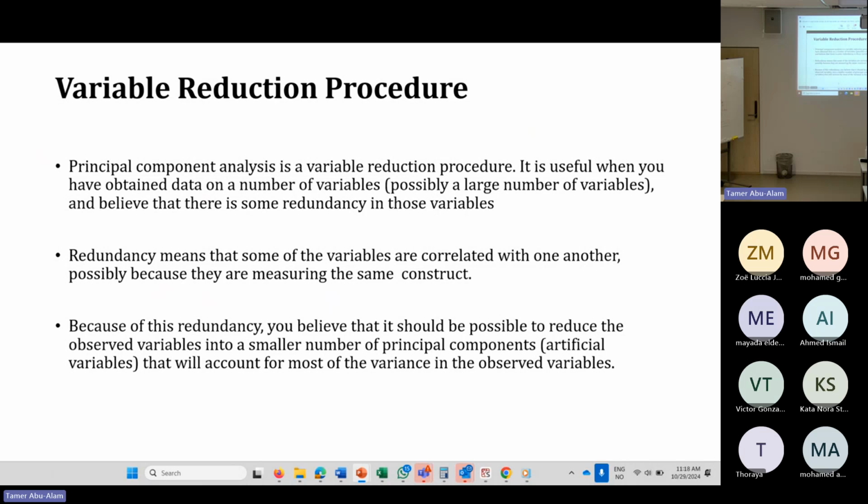So redundant means that some of the variables are correlated to each other. Because of this redundancy, you believe that it should be possible to reduce the observed variables into a smaller number of principal components. Because you understand x is dependent on y. So if I found the relation, the equation that makes this relation between x and y, done. I got a new component, right?